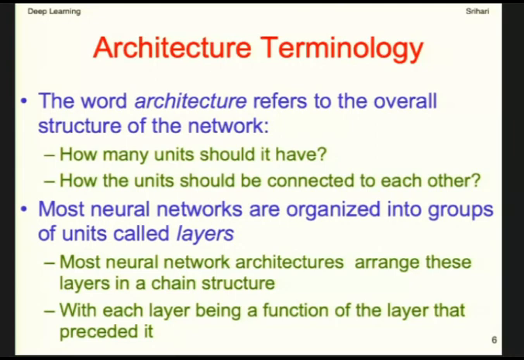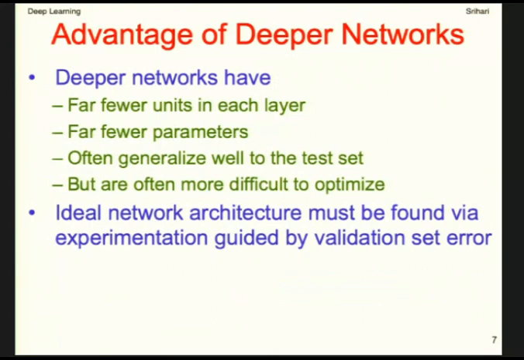So then the question is, the word architecture refers to the overall structure of the network. How many units should it have? How the units are connected to each other. I suppose we should also talk about what kind of units there are. That's missing over here. Saying what kind of unit, because some of the units are of different form, as we will see in the next few slides in the compendium of different networks, and they are organized in terms of layers. It's all the basic stuff.